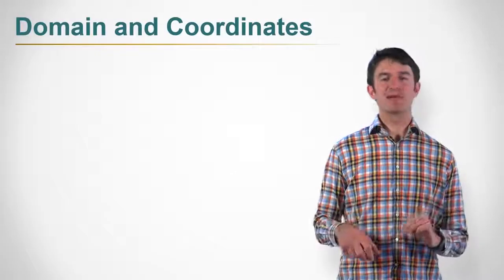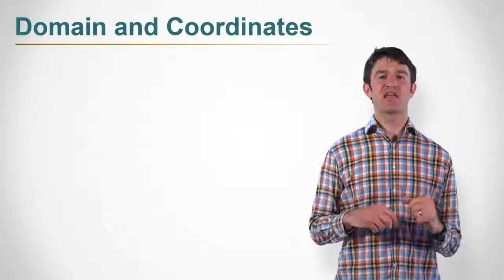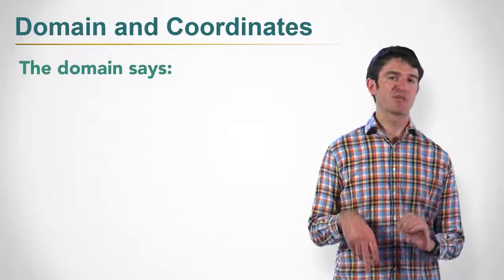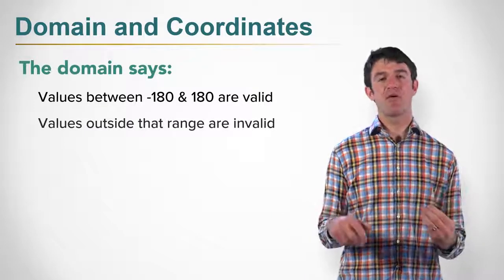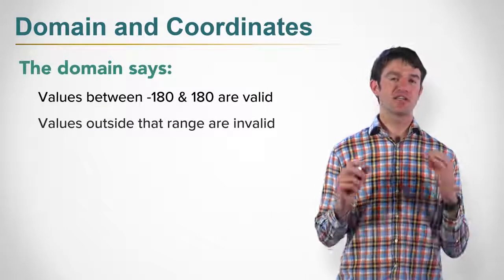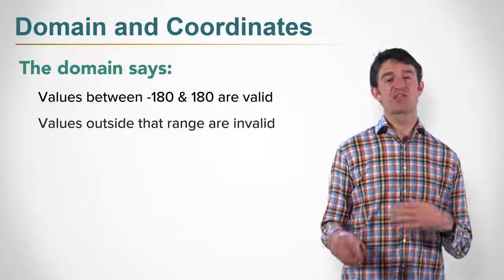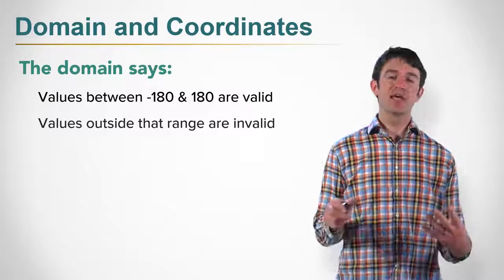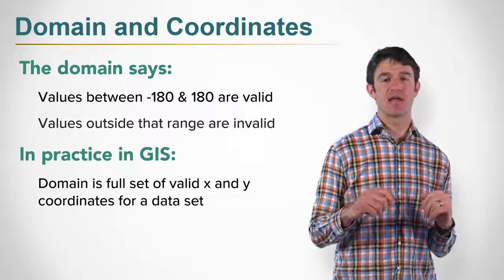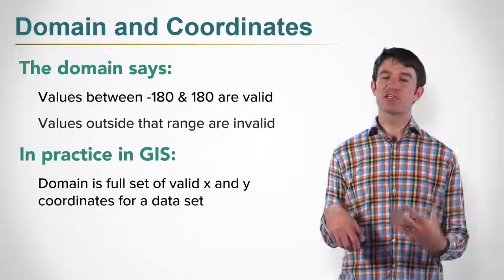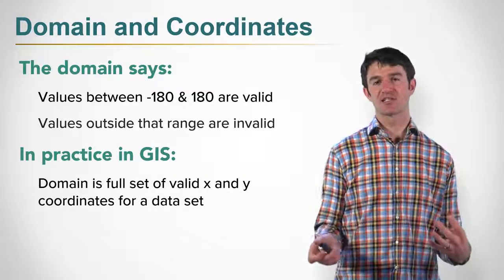Knowing that x values can be between negative 180 and 180 lets us define what's called the domain of the x-coordinates. The domain says that all values between negative 180 and 180 are valid, but values outside of that range are invalid in the coordinate system. This is often used as a descriptor for datasets and coordinate systems. We can construct the range the same way by using the valid y-coordinates instead. In practice, in GIS, the domain is usually the full set of valid x and y coordinates for a dataset. ArcCatalog, for instance, will report to you the dataset's domain in the Properties panel, which may be a subset of the overall coordinate system domain.